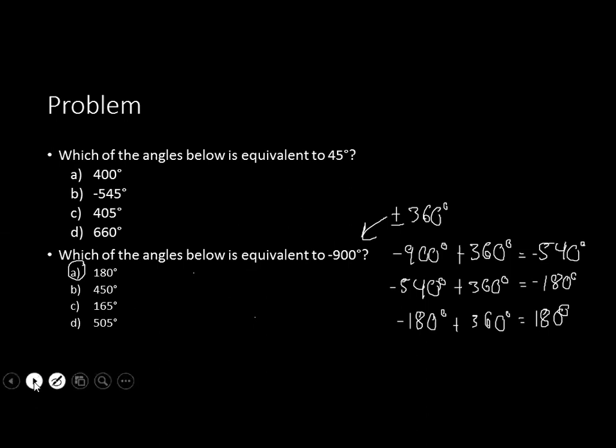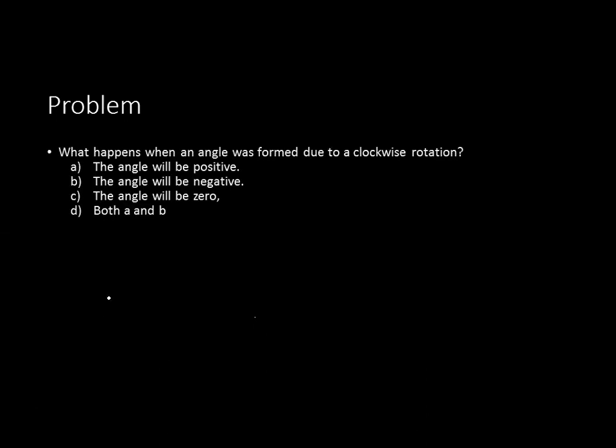All right. So next, what happens when an angle is formed due to a clockwise rotation? A. The angle will be negative. B. The angle will be positive. C. The angle will be 0. Or D. Both A and B. Well, the answer here is A.